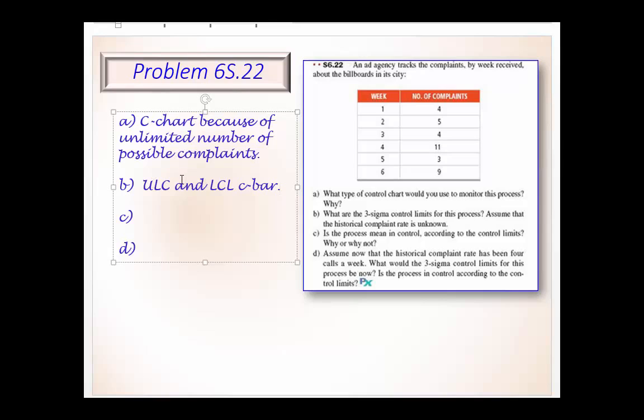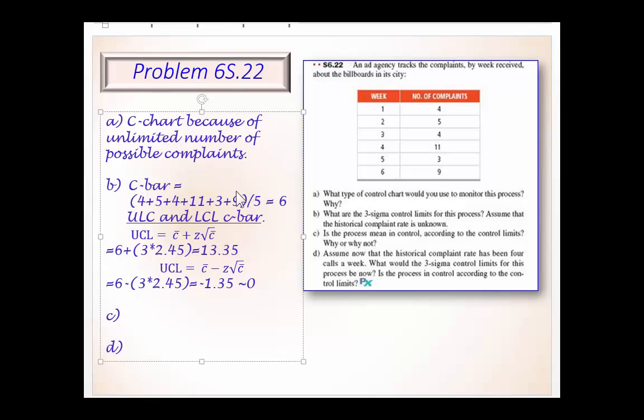I'd like you to do this on your own: pause this video, do it, and then I'm going to do it as well, and you can check your answer against mine. So you can see first I calculated C bar as the sum of 4 plus 5 plus 4 plus 11 plus 3 plus 9. I divided that by 6 because I had 6 days, and this sums up to 36, and thus 6 is my C bar.